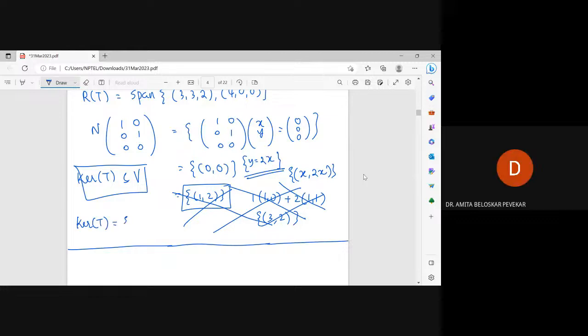Ma'am, quick question on this y is equal to 2x. Can we express it in terms of y as well? Yes, you can do that also. You can write it as y by 2 comma y. So your basis will be half comma 1. Ma'am, can you please spell that? Kernel. See, kernel is the set of all pre-images of the zero vector. It is the set of all elements in the domain which get mapped to the zero vector.